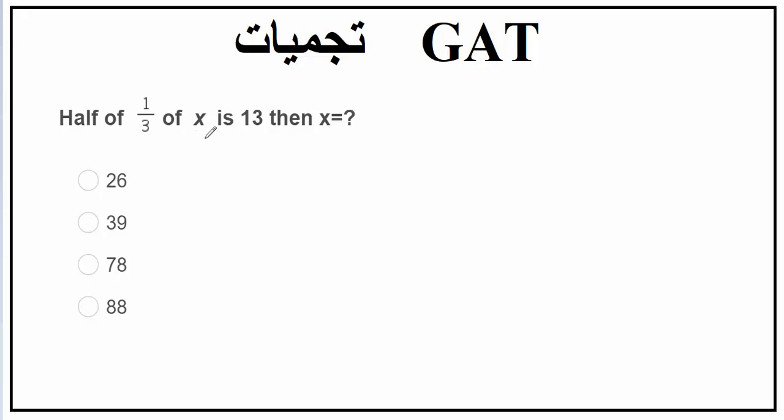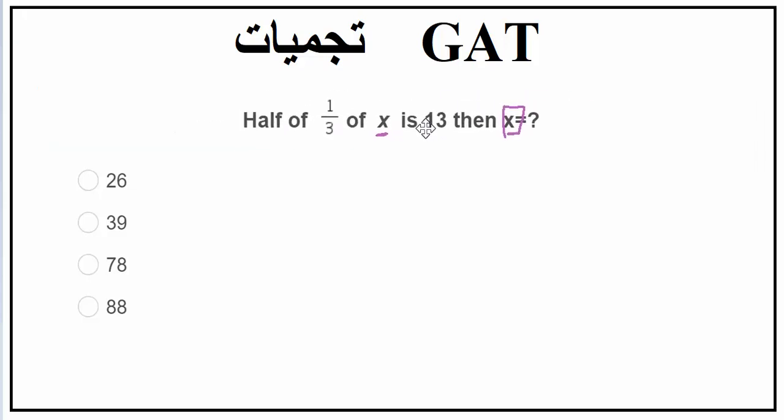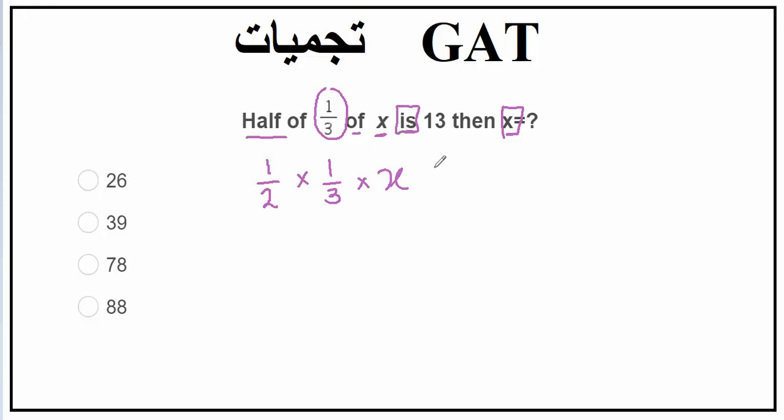In this GAT question over here, we've been asked to find the value of x. What we then can do is, first of all, convert this whole entire thing into an equation. So what it says is that half, so I'm just going to translate it into half. Half in math is multiplication. 1/3, just going to copy it down. Half again is multiplication. X is, which I'm going to translate to be equals to 13.